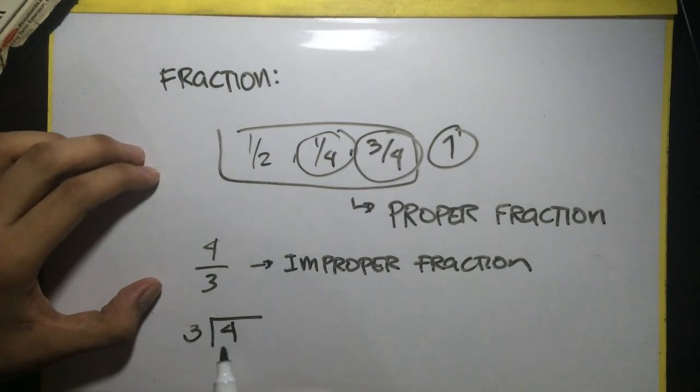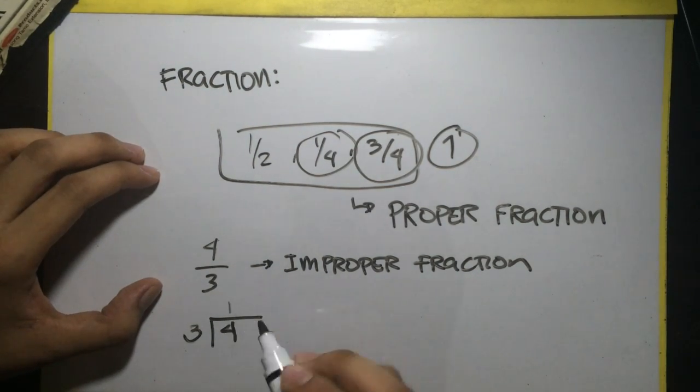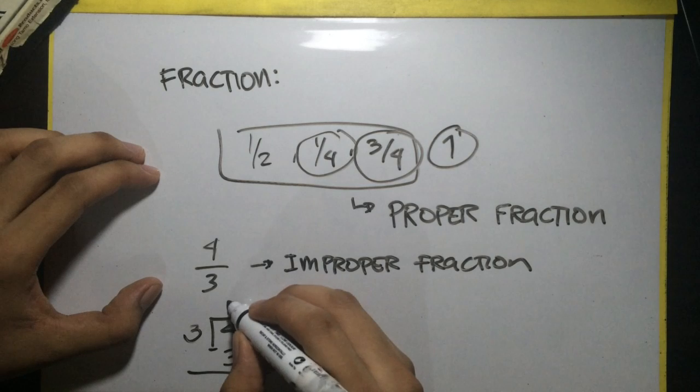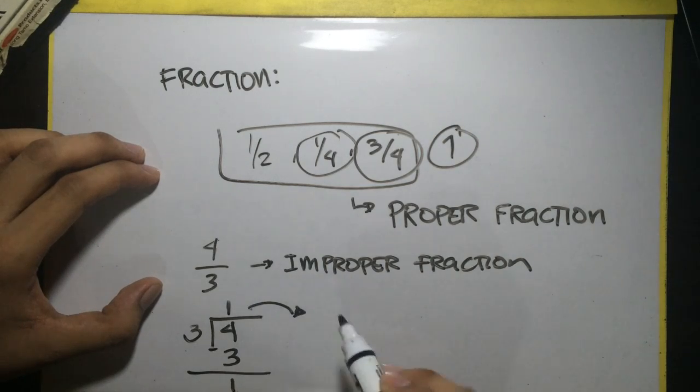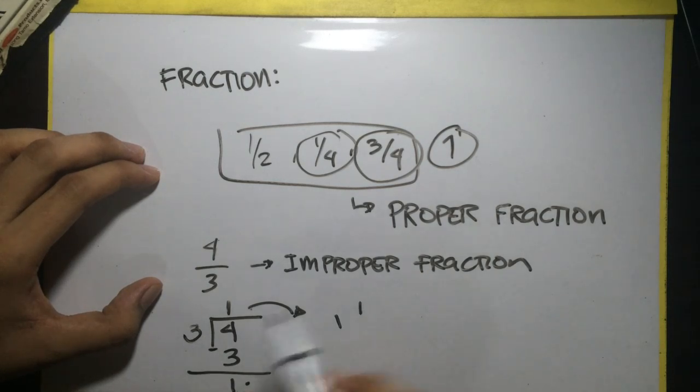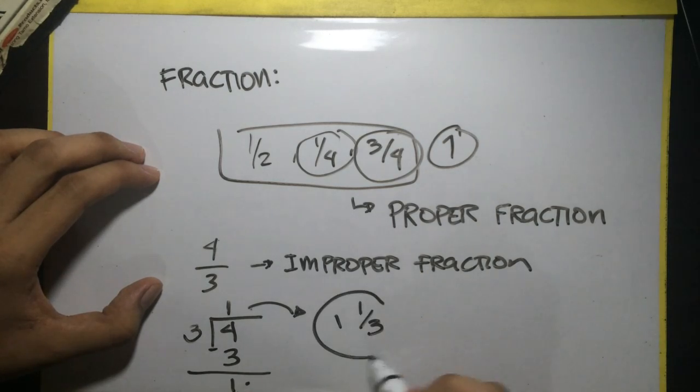If we were going to divide 4 by 3, we will have 1. 1 times 3 is 3. We're going to subtract that: 4 minus 3 is 1. And we have here an answer. The quotient would be written as 1. The remainder would be the numerator, and the denominator would be the same.